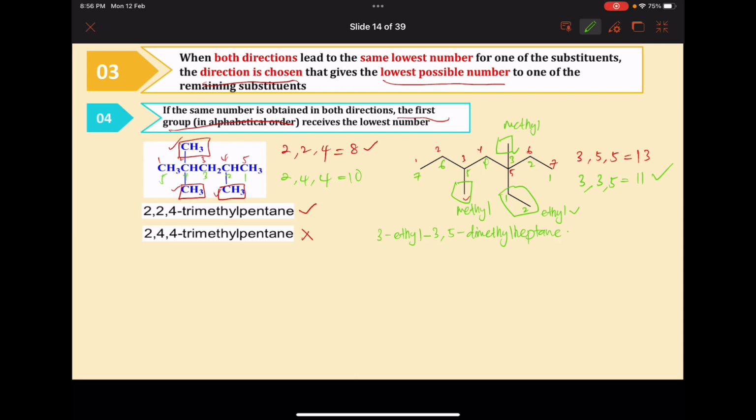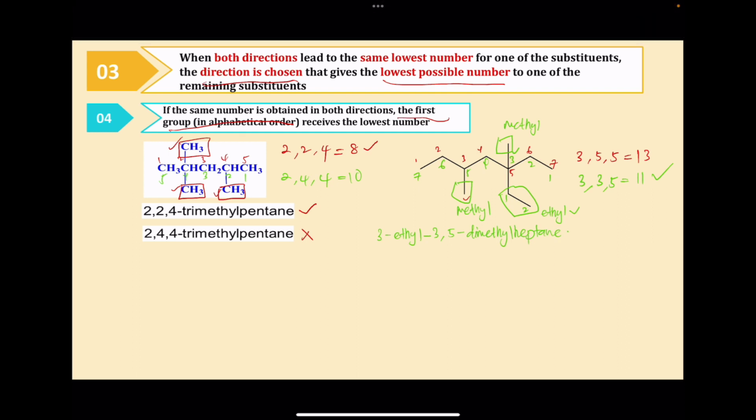So which means the ethyl is attached at the third carbon, and the methyl is attached at the third and the fifth carbon. Since there are two methyls, we put dimethyl here. Okay, the next example here.